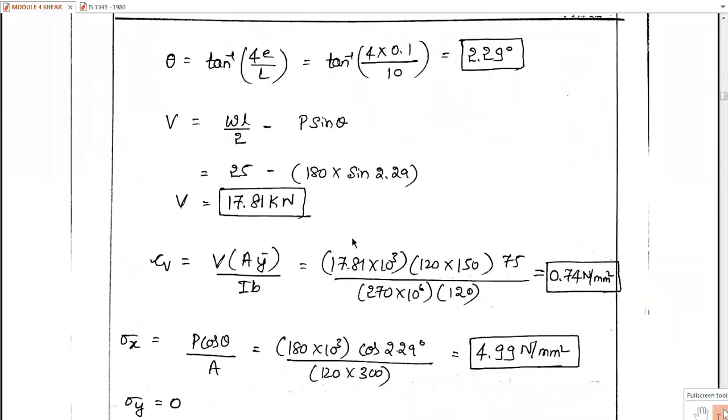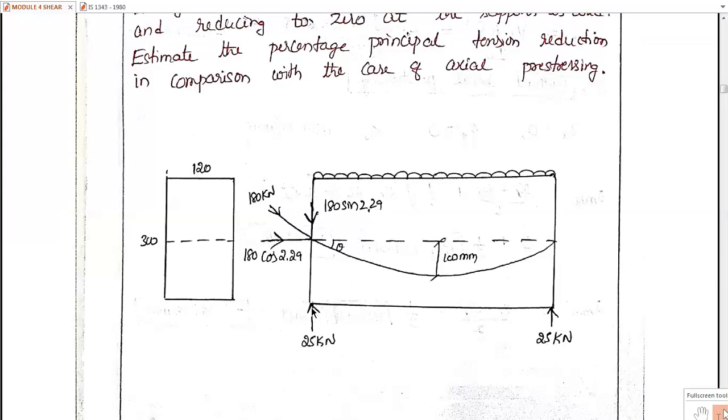Now theta is equal to 4e by L, we have calculated. Now the shear force is going to change because at this support section there are two forces we can observe here. One, due to the vertical loads there will be the upward reaction, and due to the force in the parabolic cable there is a vertical component of the force. Means in this 25 kilonewton we have to substitute this force: 25 into 10 raised to 3 minus 180 into 10 raised to 3 into sin 2.29. That will be the shear force at the support section.